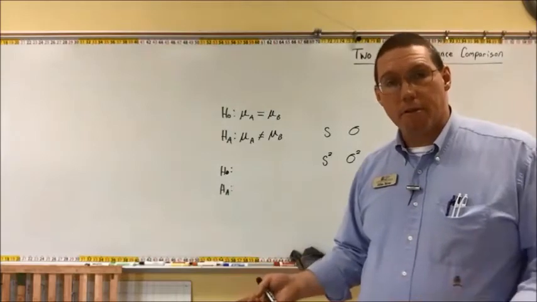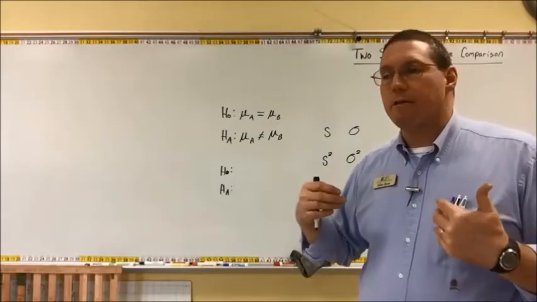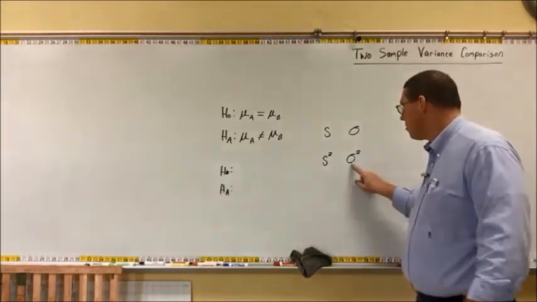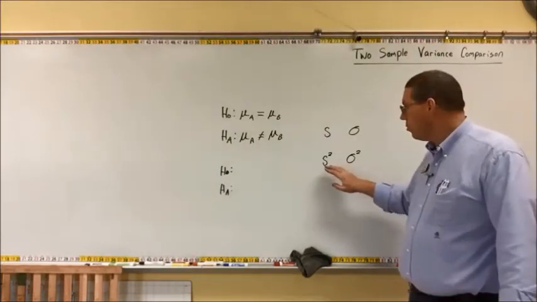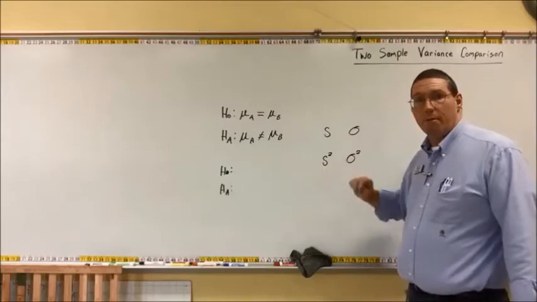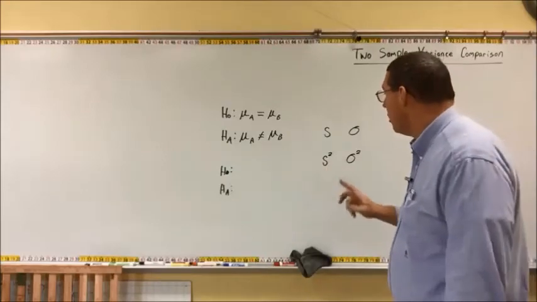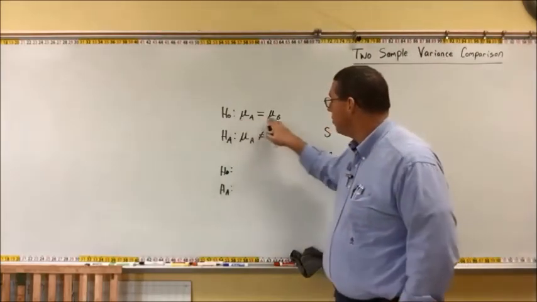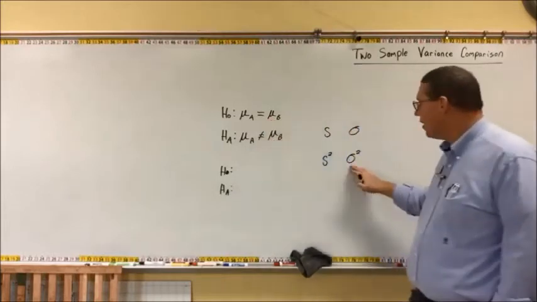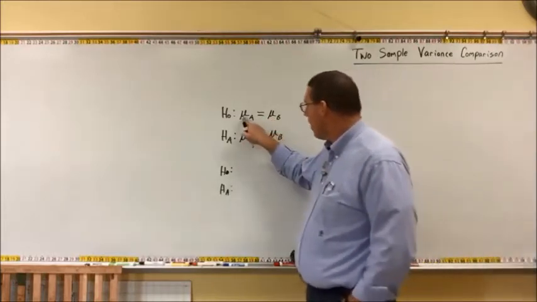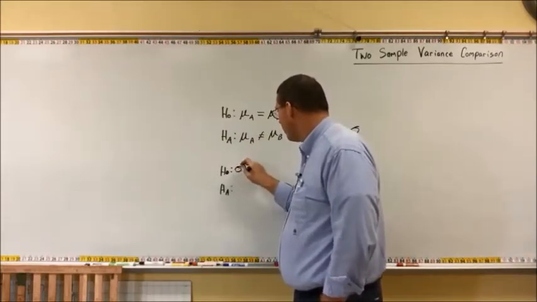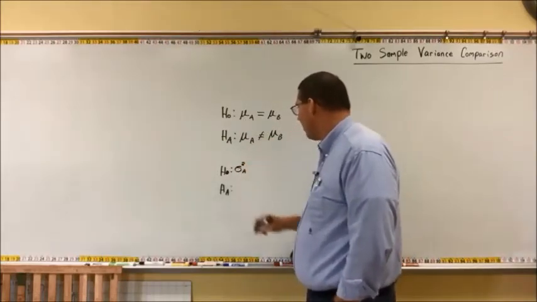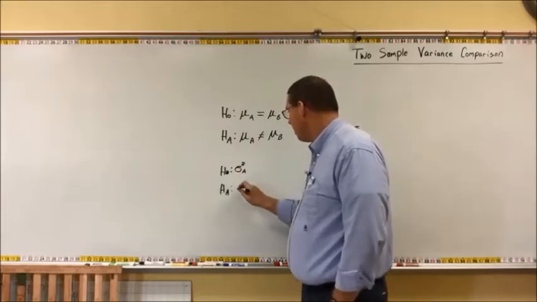And in this hypothesis test, we are going to make a statement about the variances of two populations. But to test it, we're going to use the samples, the sample variances. Okay? So instead of comparing mean to mean, we're going to compare variance to variance. So instead of having mu sub A, we're going to have variance, sigma squared sub A. So that's the variance of population A.